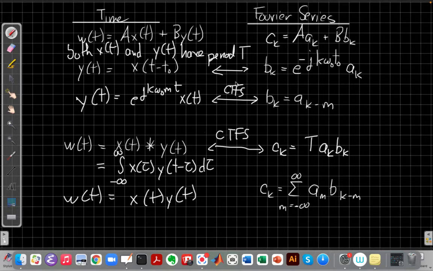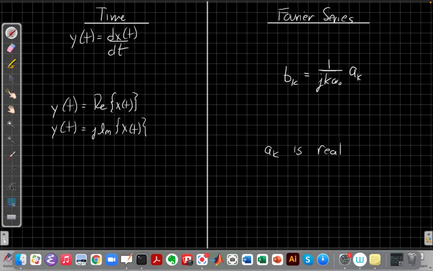Okay, let's move on to the next page. There are still more properties to come. Another important property for continuous time, because we often build systems by implementing differential equations or systems that approximate differential equations, is what happens when I take a derivative in time. We talked a little bit about taking a derivative in frequency once or twice last term, but because t is continuous now, we can actually take a derivative in time, not just delays. What happens is that we multiply by j k omega naught.